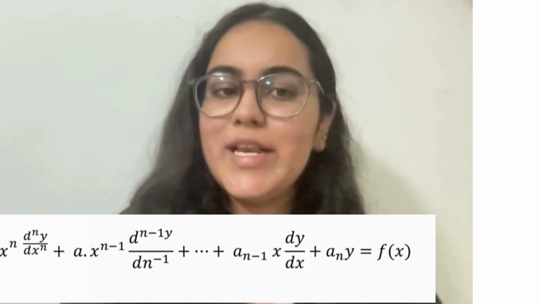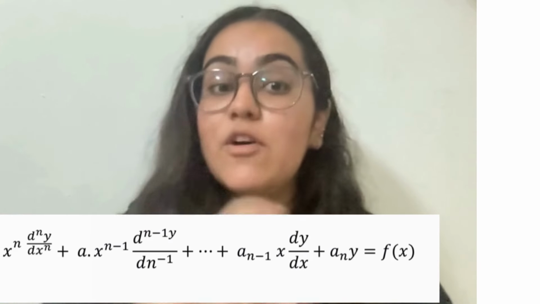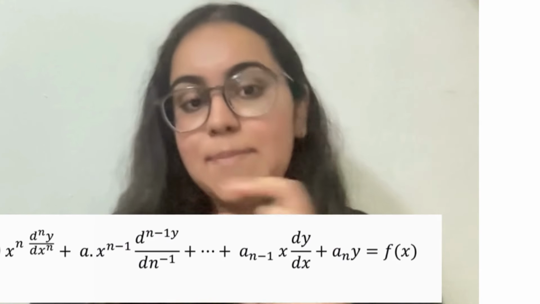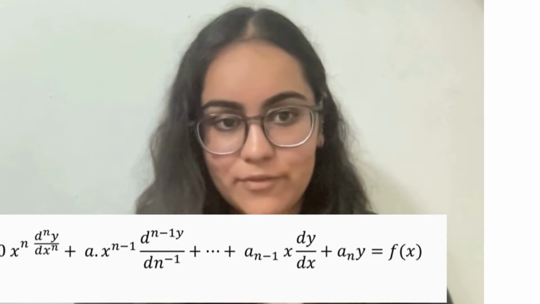Hi guys, I'm Tanya and today I'll be explaining the concept of Cauchy-Euler equation. So what exactly is a Cauchy-Euler equation? It is a special kind of differential equation wherein the coefficients are not just constants but they depend on the variable itself, usually taken as x. More specifically, the power of x that multiplies each derivative matches the order of that derivative.